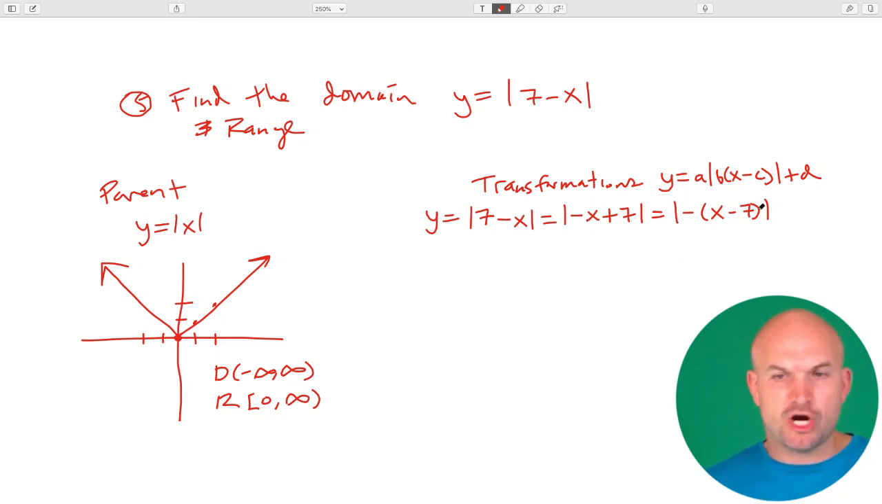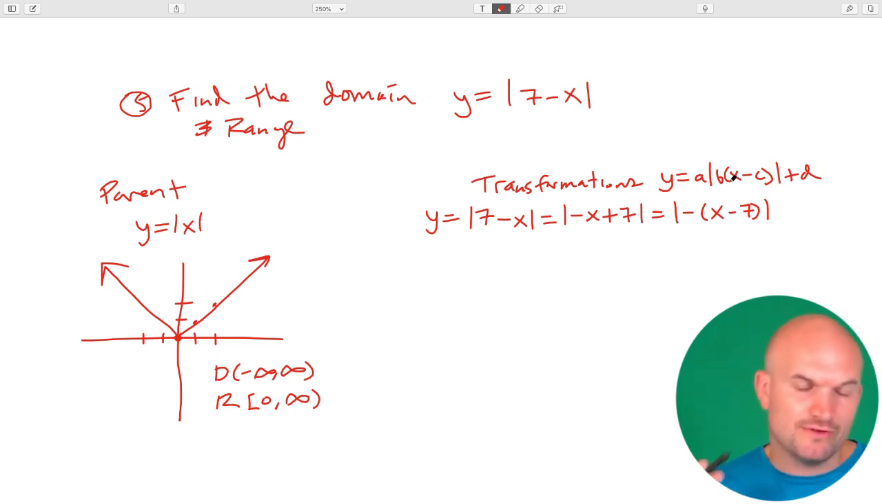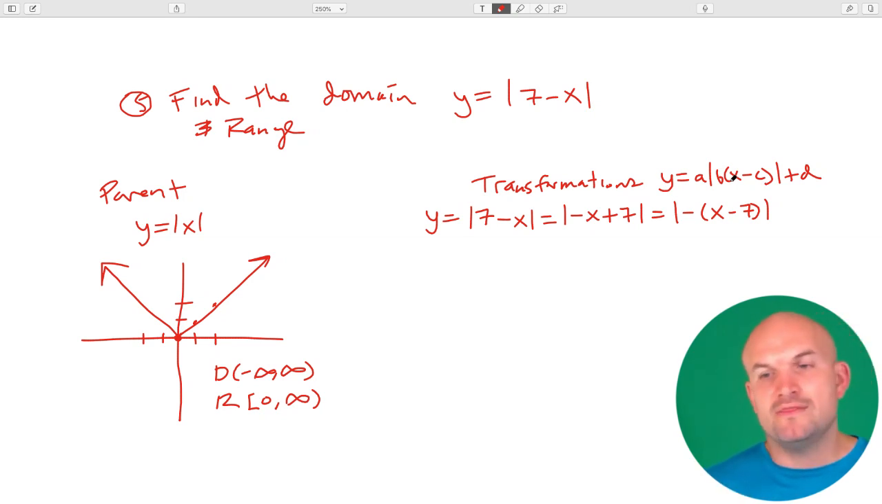So these transformations are all the same. It doesn't matter if it's an absolute value, if it's a quadratic, if it's a cubic. They all impact the graph the same. The only thing that changes is really the function, absolute value, square root, whatever the type of function is.